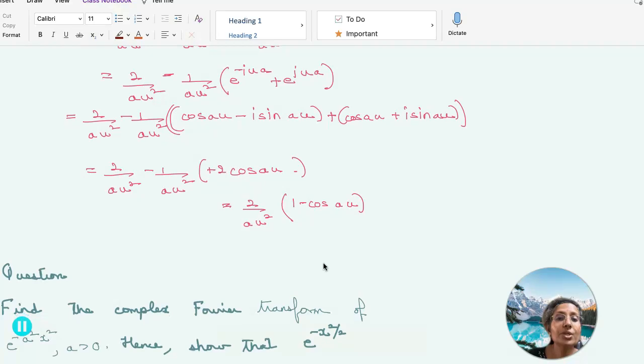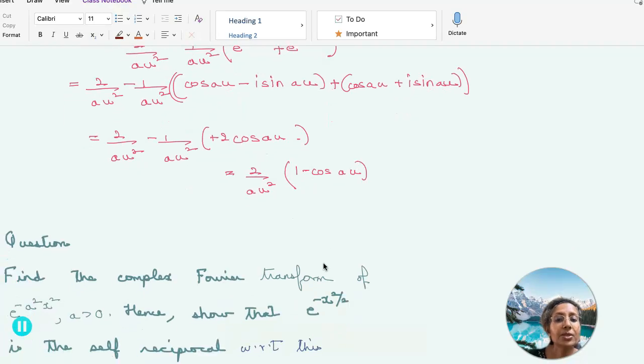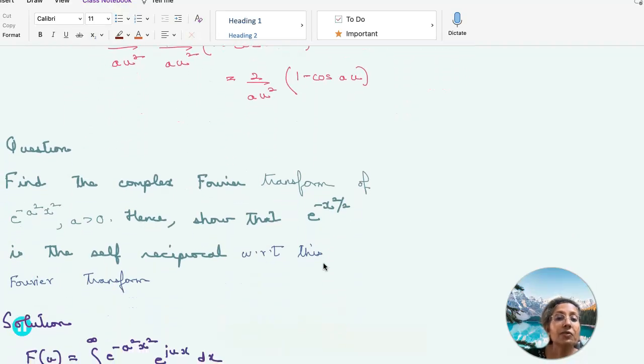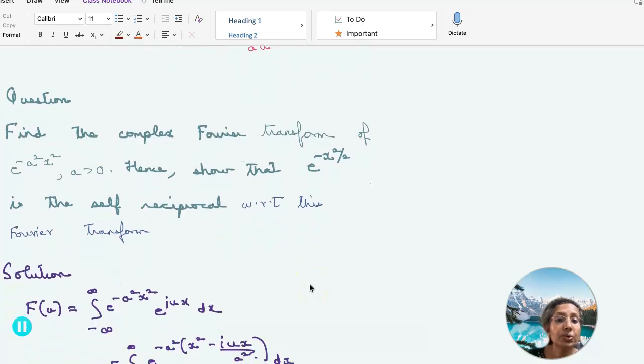Quite a lengthy problem, wasn't it? Okay, coming to the last problem for this class. Find the complex Fourier transform of e raised to minus a squared x squared, a greater than 0. Hence show that e raised to minus x squared by 2 is self-reciprocal with respect to this Fourier transform. So first we will calculate the complex Fourier transform and then explain what is self-reciprocal.